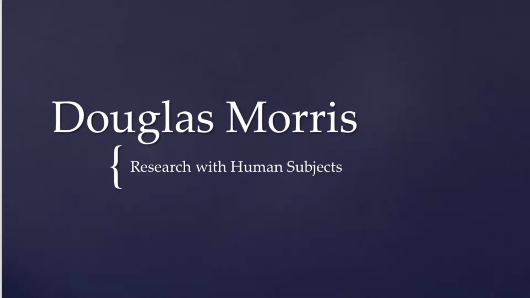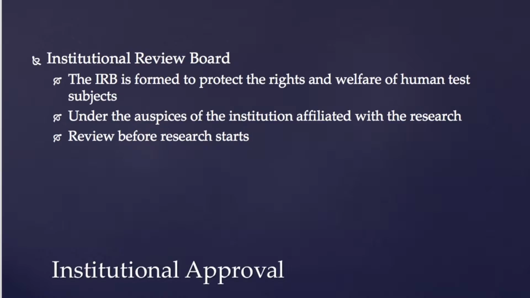First, we need to talk about the Institutional Review Board. The Institutional Review Board, or IRB, is an administrative body established to protect the rights and welfare of human research subjects in research activities conducted under the auspices of an institution with which it's affiliated. For example, ours will be under the auspices of Aspen University. They'll decide if my research is appropriate.